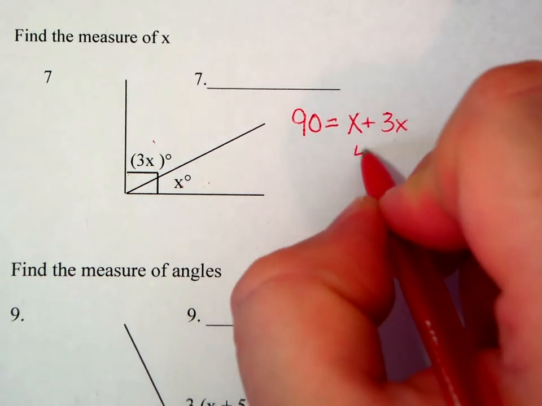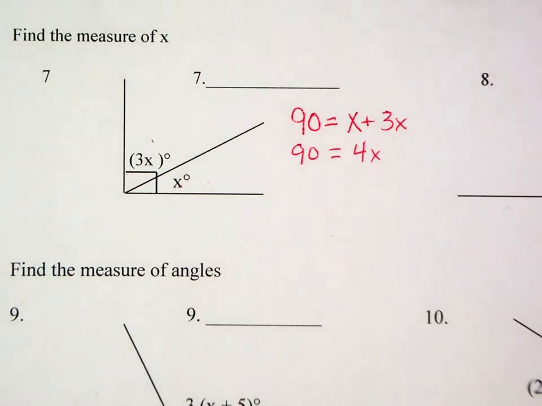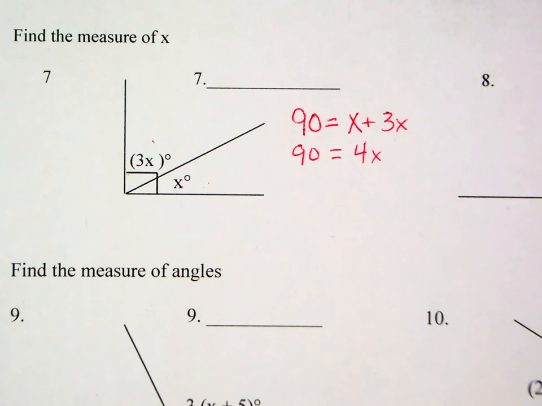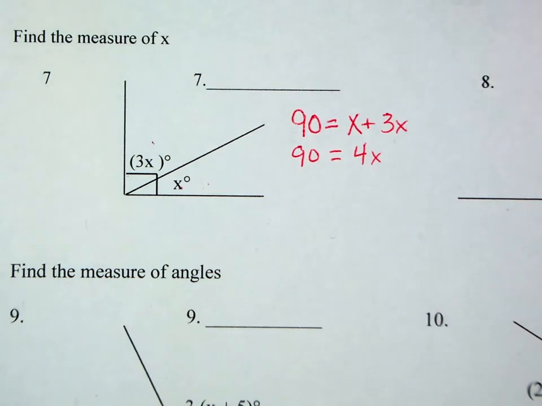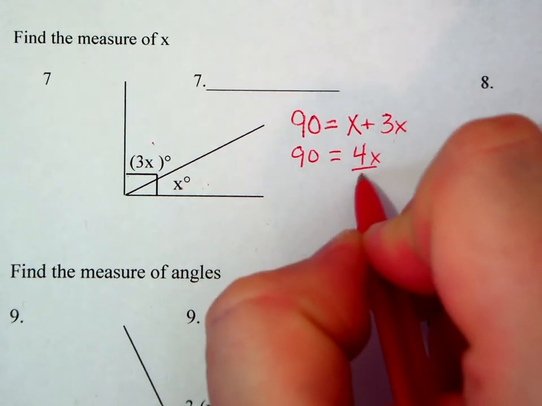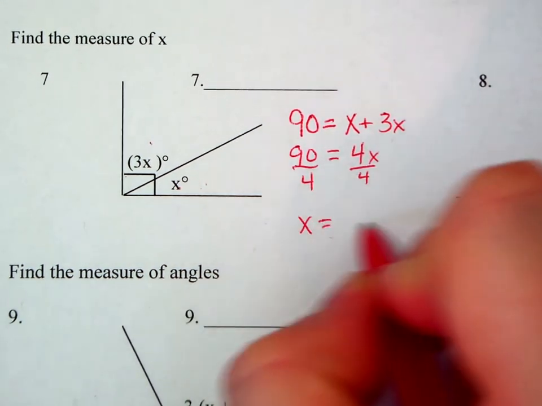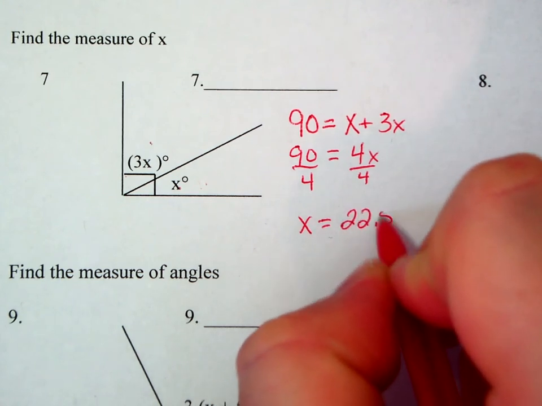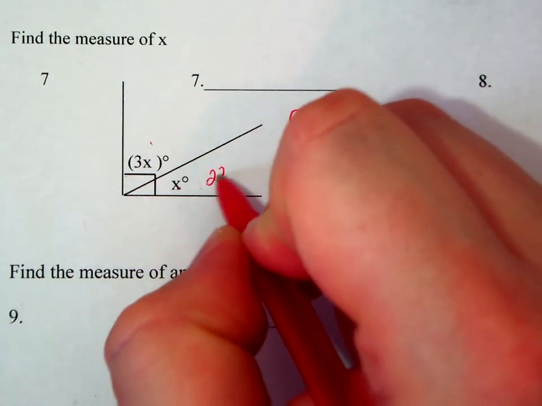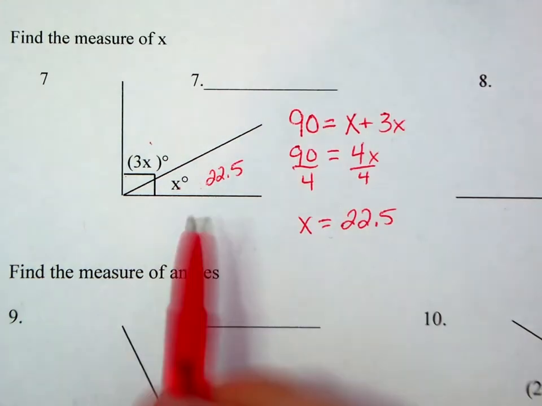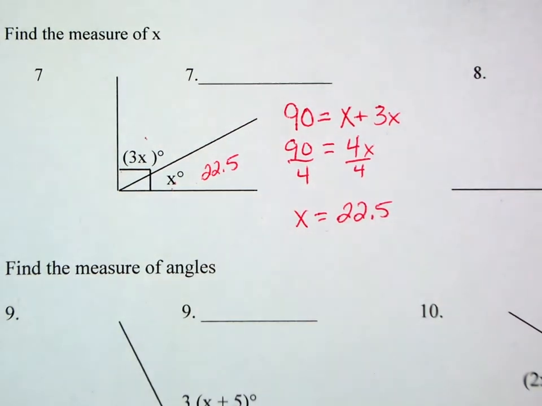Combine my like terms. 4x equals 90. And we will divide both sides by 4 and find that our x value is equal to 22.5. So if I wanted to, I could go ahead and write 22.5 on this angle, because that angle is simply the value of x. Now this gives us two options.